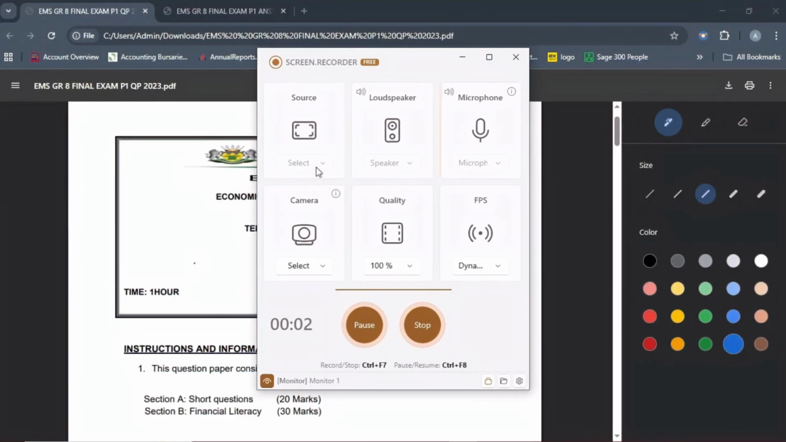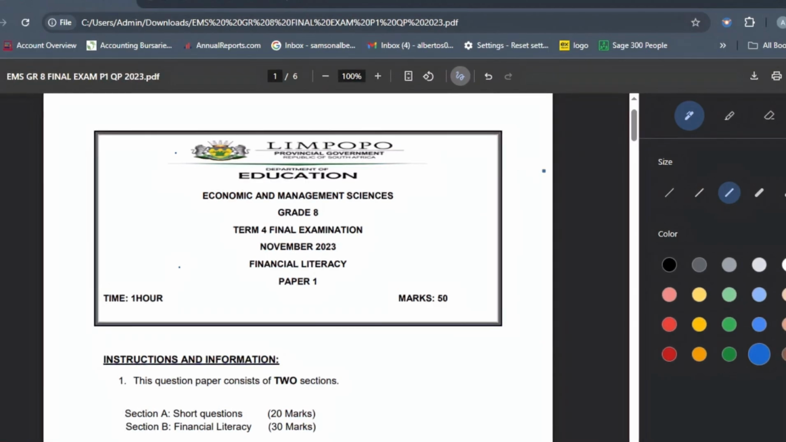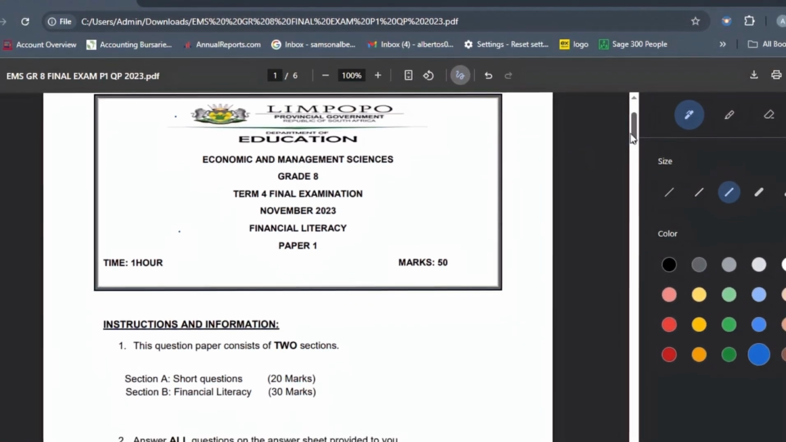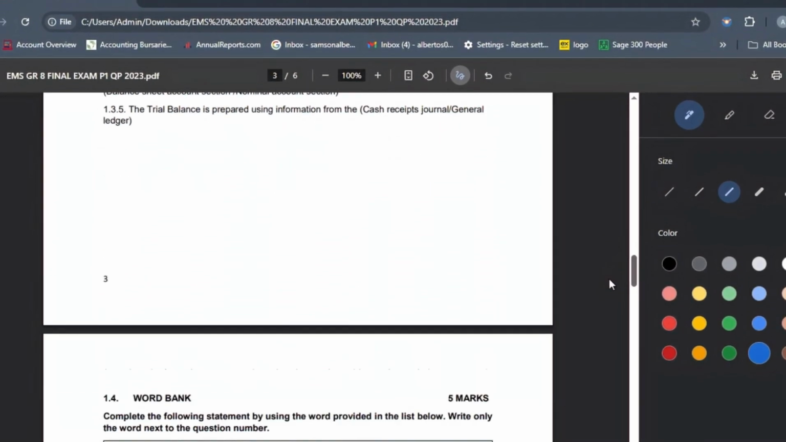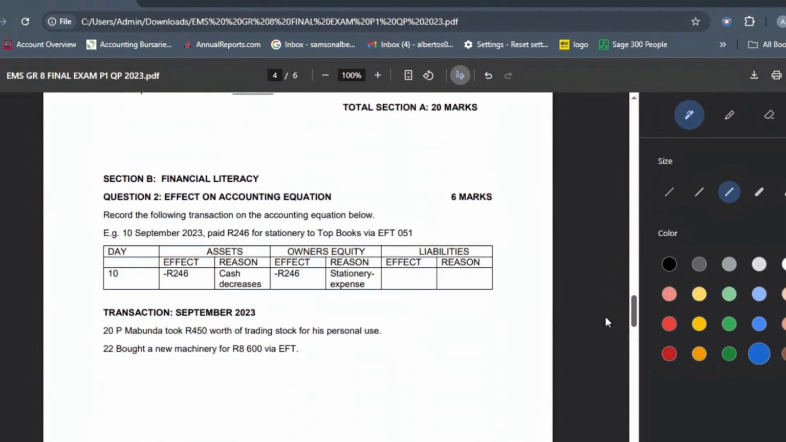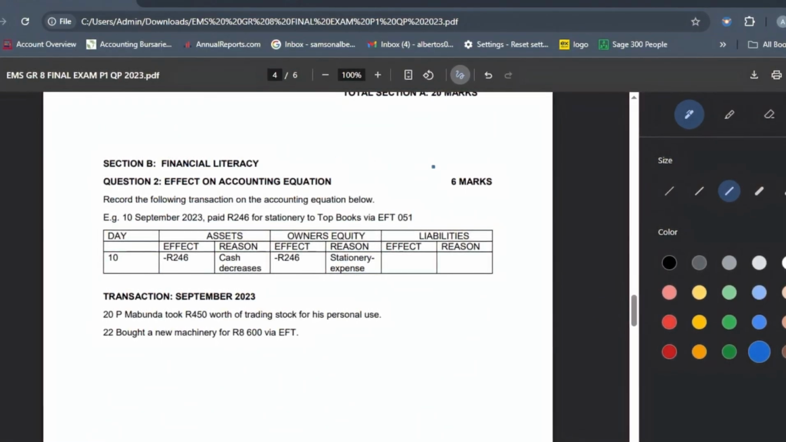Good day and welcome. This is another day, and we are looking at the EMS paper for grade 8, Financial Literacy, November 2023 from the Limpopo province. Today's focus is primarily on the accounting equation. So I'll scroll down to look at the section where they've tested the accounting equation. That will be section B, question 2, 6 marks.